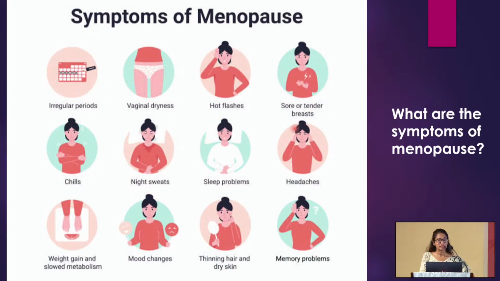Now, if we look at the symptoms of menopause, what we usually think of are the symptoms related to the reproductive tract, mainly irregular menstrual periods, dysmenorrhea, and vulvovaginal atrophy, and then symptoms like hot flushes and maybe some mood disturbances.